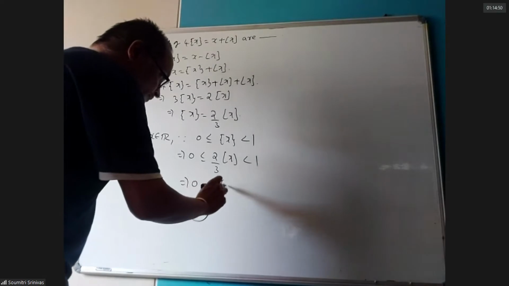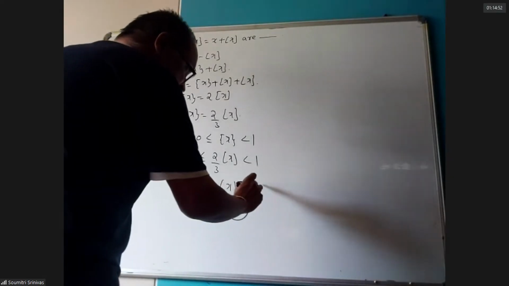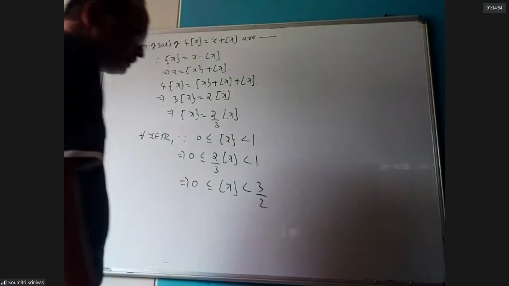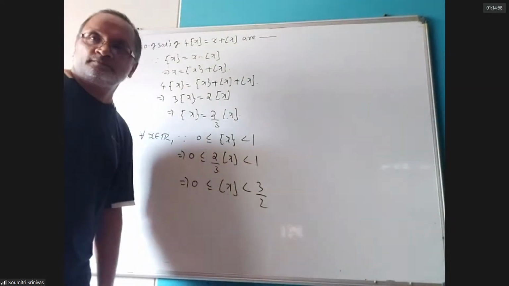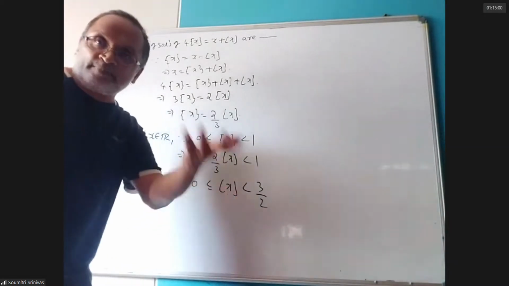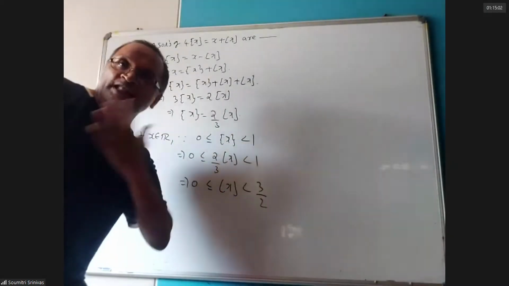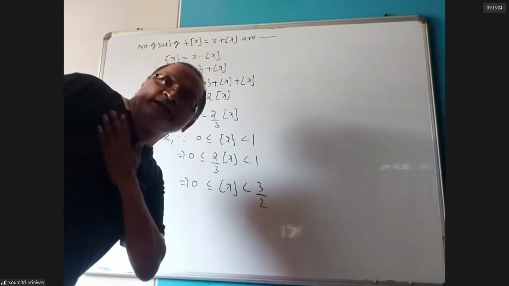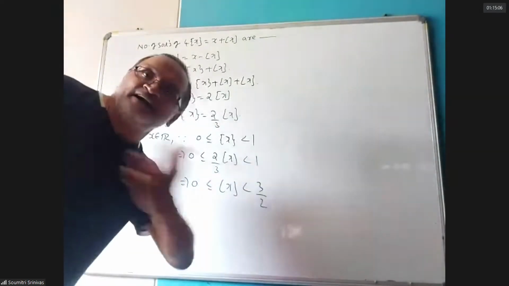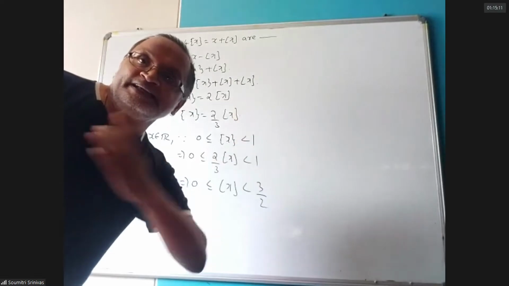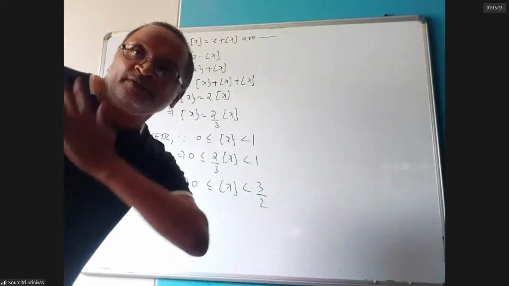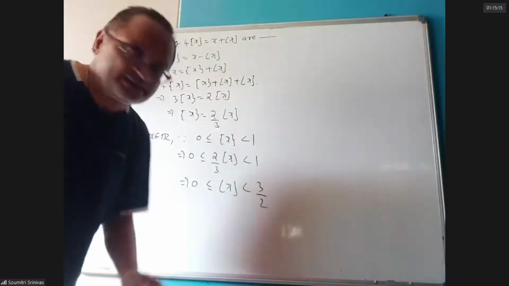0 less than what? Step x means what values it gives you? Step x takes all real numbers, or does it give only integers? Only integers.